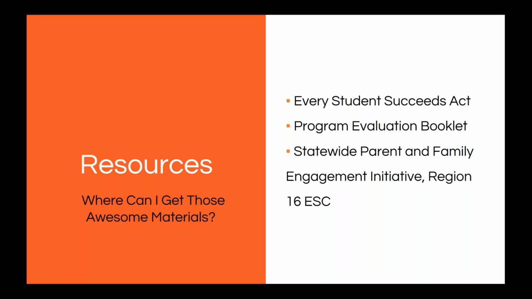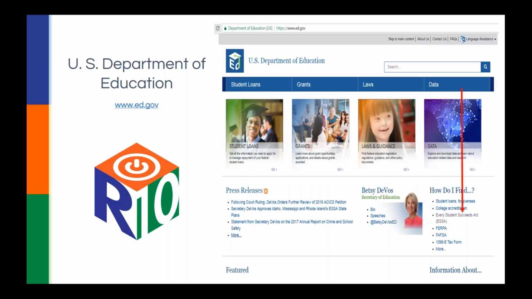The program evaluation booklet was a resource that you can always go back to, as well as the statewide Parent and Family Engagement Initiative, which is housed at the Region 16 ESC. So when you're on the U.S. Department of Ed's website, that ed.gov, you'll see ESSA in the right-hand corner. Click on it. Know it. Print some stuff out if you would like to read it in further detail.